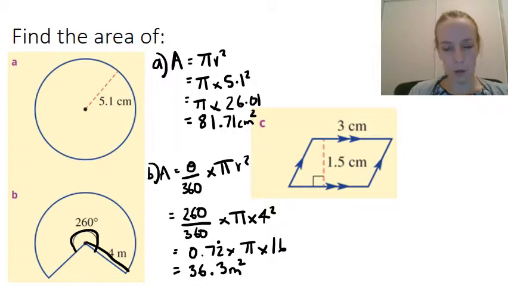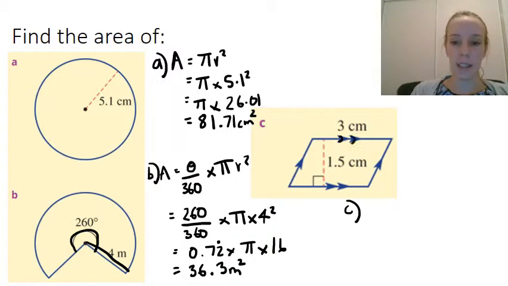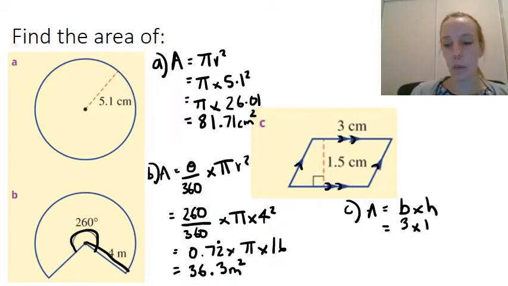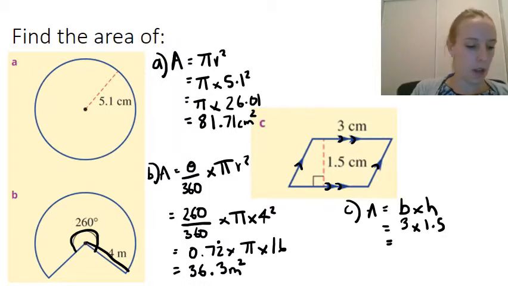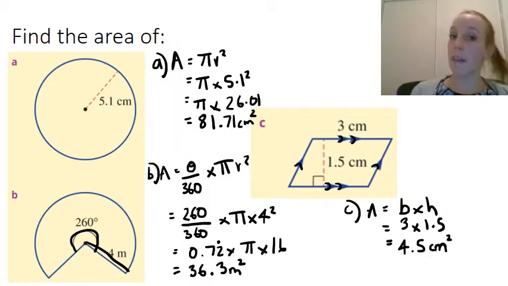So for C, what shape do we have here? We've got these two sides parallel, and this side here is also parallel, so this is going to be a parallelogram. The area of a parallelogram is base times height. Our base is 3 centimeters and our height is 1.5 centimeters. So 3 times 1.5, what's that, 4.5? Yep, good, just checking. 4.5 centimeters, and because we're doing area, squared, and that would be our answer there.